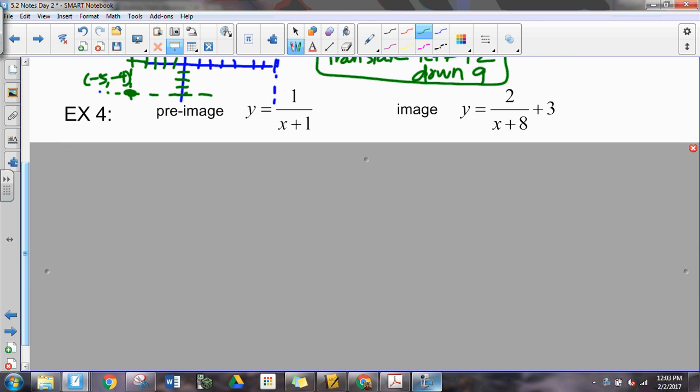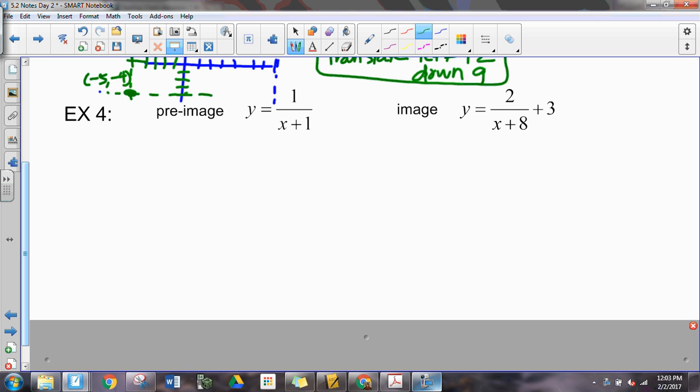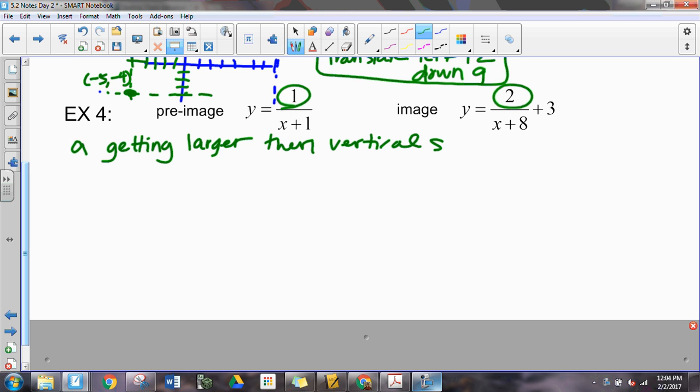Okay, let's try one more here. Okay, so now we notice that this number on top, the 1 has changed to a 2, and it's still positive, so there's no reflection. So if that A value is getting bigger, so getting larger, a bigger number, then it is a vertical stretch. Like what we looked at yesterday when we had 6 over x and 1 over x, it was a vertical stretch, it was getting farther from the origin.